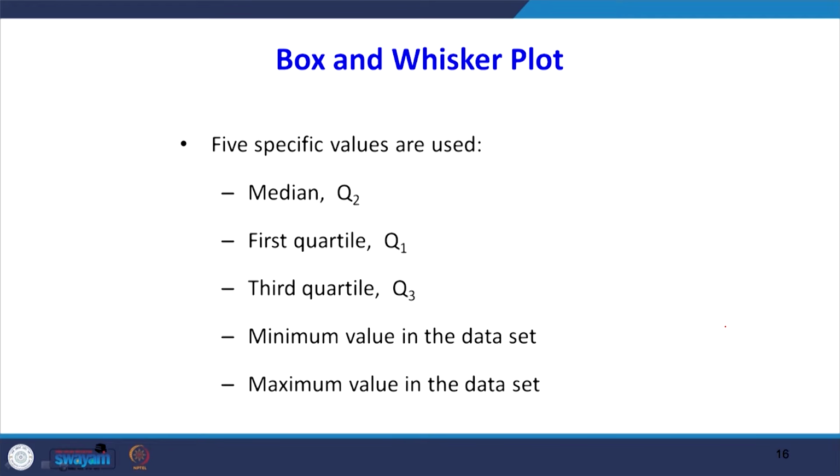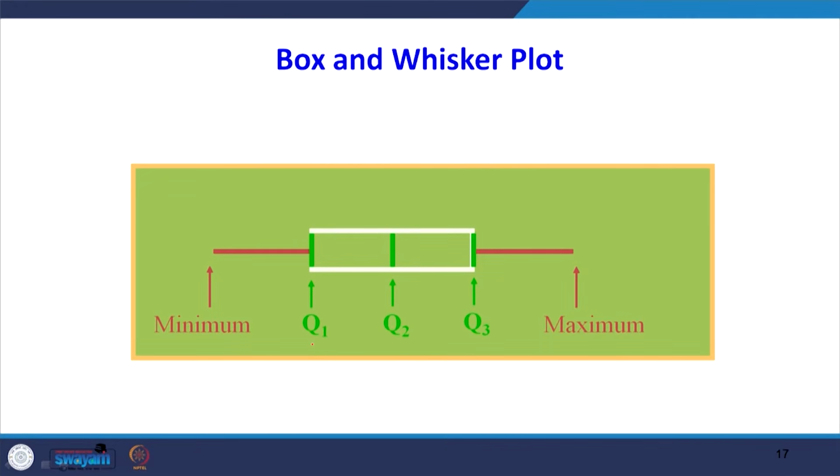There are 5 positions in the box and whisker plot. One is the median Q2, the first quartile Q1, the third quartile Q3. The next ones are the minimum value in the data set and the maximum value in the data set. We will see this one. So, this point is our minimum value. In this box, Q1 is quartile 1, then quartile 2, quartile 3, and the maximum. Why is it called a box and whisker plot? The whisker looks like the whisker of a cat, you know. So, it is a box and whisker plot.